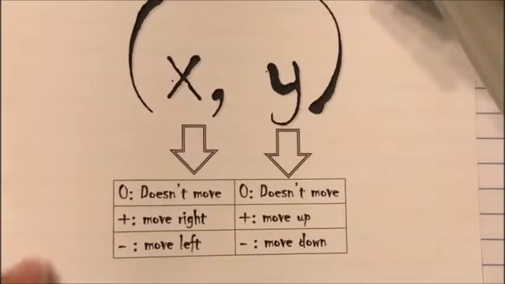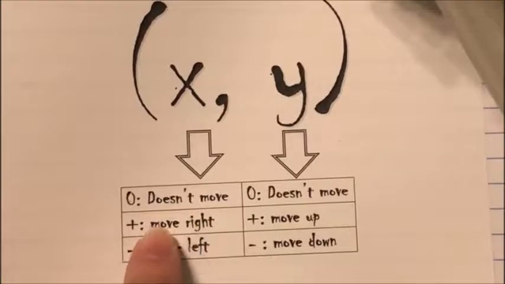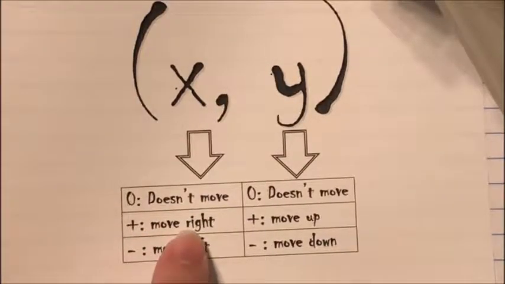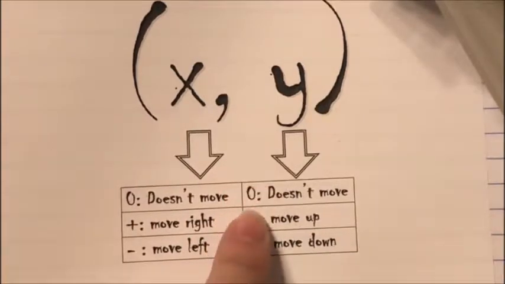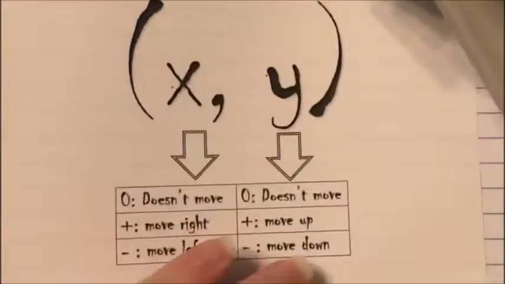So x and y. If x is 0, it means it doesn't move. If it's positive, you move to the right. If it's negative, you move to the left. And for y, if it's 0, it doesn't move. If it's positive, you move up. And if it's negative, you move down.